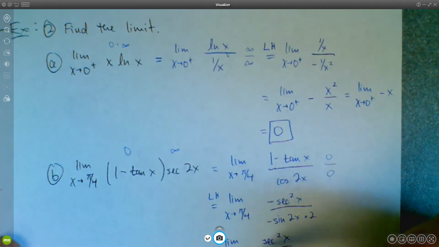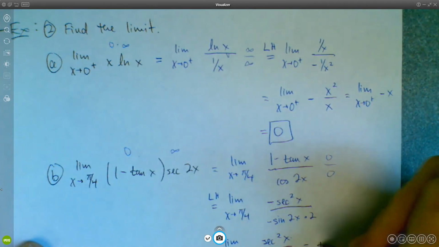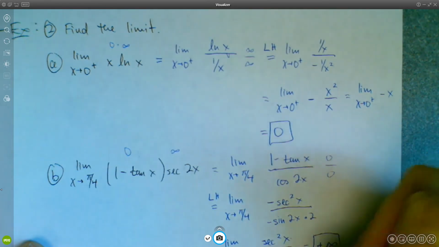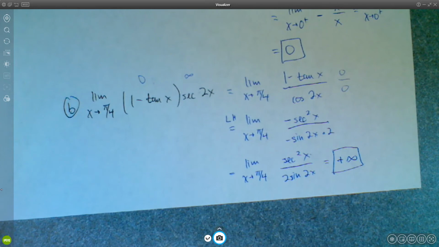Sine of 2 times pi over 4 is pi over 2, and sine of pi over 2 is 1. So this is just 1 times 2, which is 2. So we get infinity over 2, which is just infinity. So this is going to positive infinity. Interesting, right? So that's going to positive infinity there. I'm curious about that one, actually.